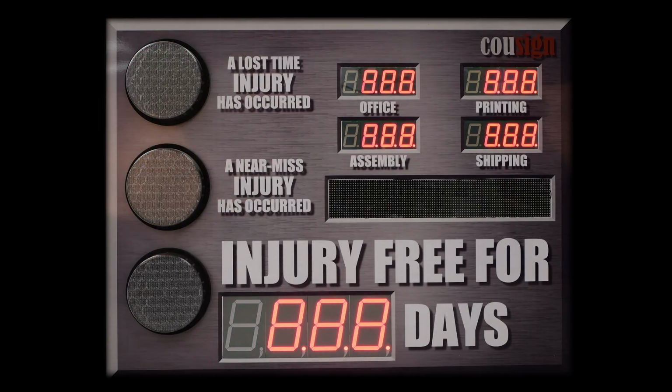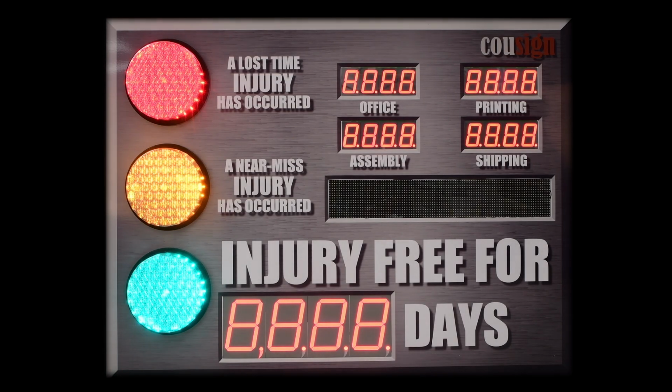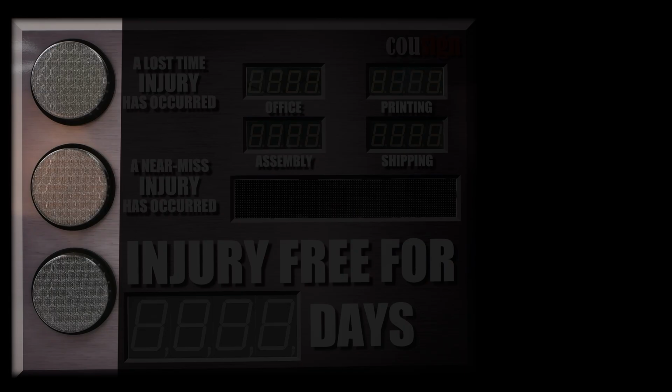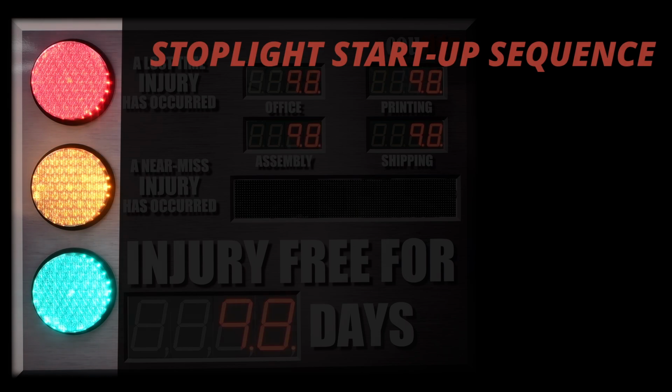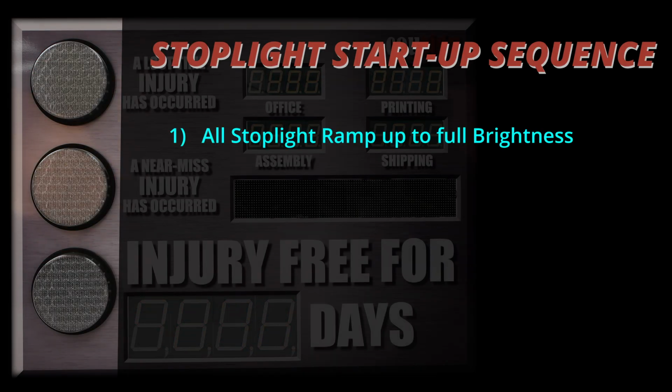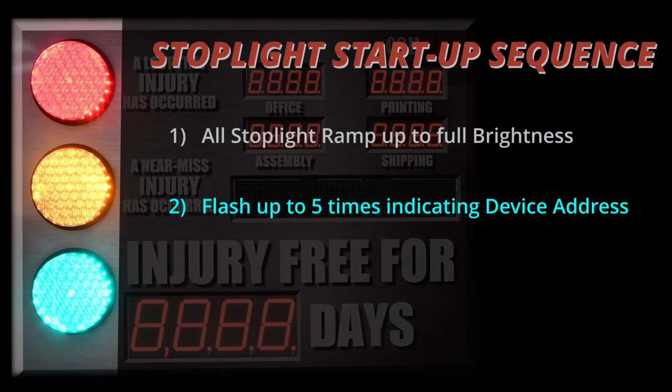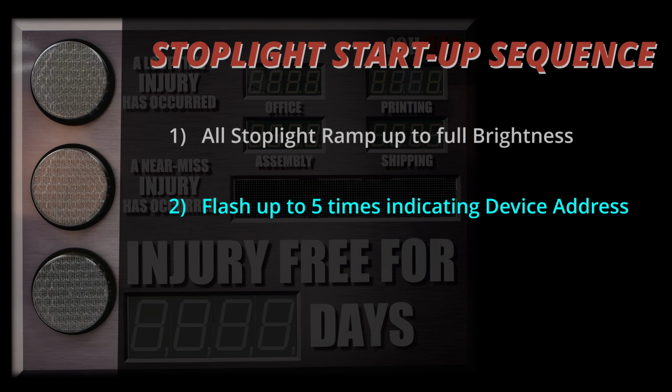Startup sequence. When power is first applied, the stoplight controller runs a startup sequence. First, all LED lights illuminate briefly. This confirms that all lights are powered and functioning. Next, all lights will flash up to 5 times. The number of flashes indicates the current device address.